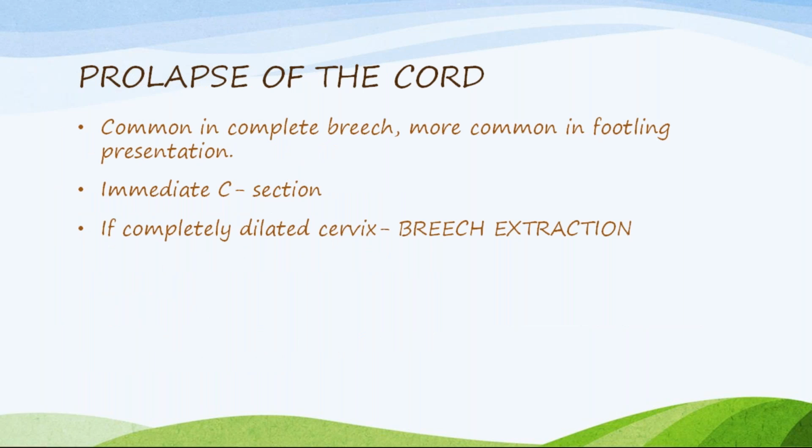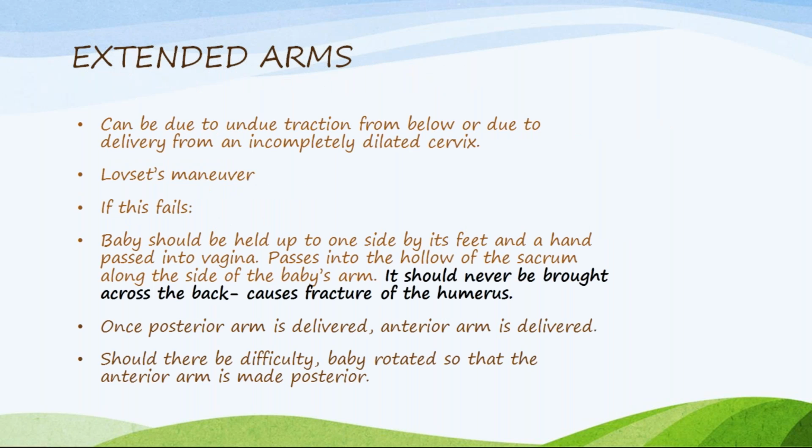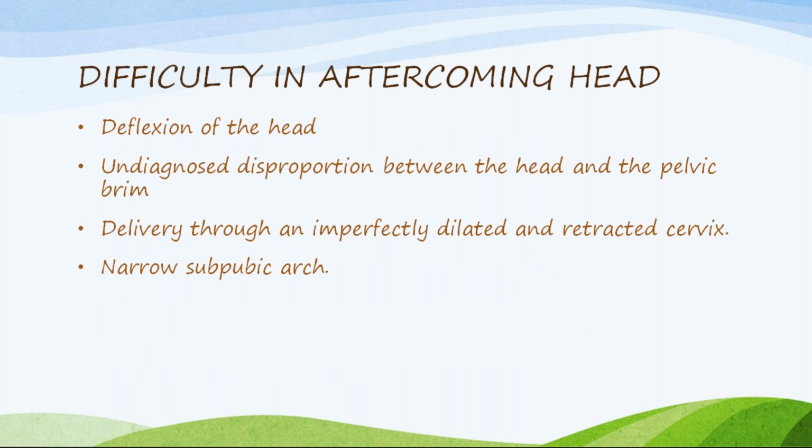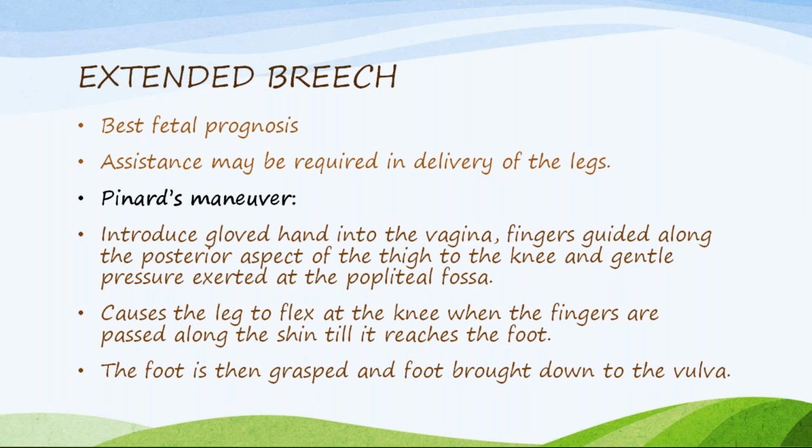Sometimes you come across prolapse of the cord. If the cord prolapses there is no option. Push this baby's head up, and without removing your internal finger, you have to do cesarean section. Extended arm, I told all these things, Løvset maneuver, and that is the classical maneuver. Difficulty with the after-coming head, to solve this we can focus on the dilated cervix. Either you can use the Mauriceau technique or forceps delivery, or if it is partially dilated, Duhrssen incision.